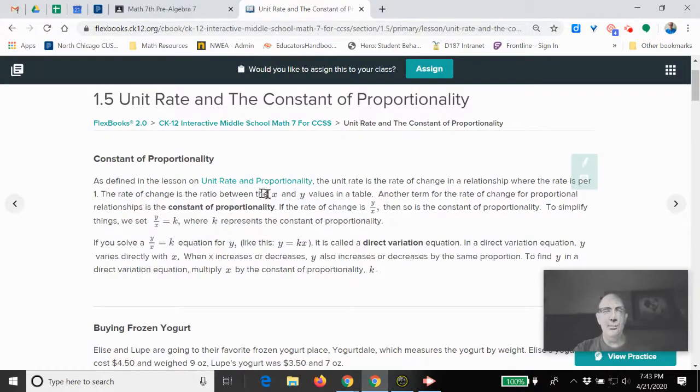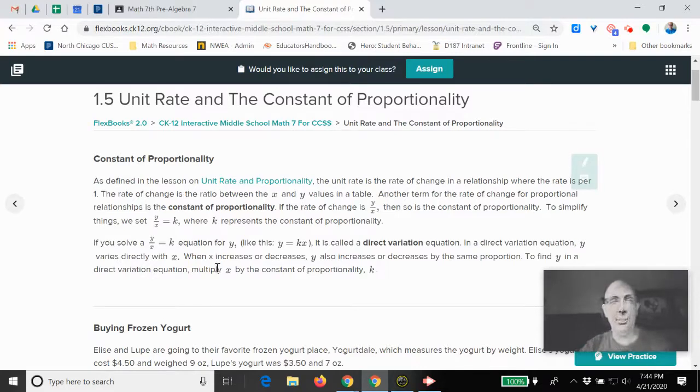The rate is the change in the ratio between x and y, and the change in proportional is the constant. So the rate of change is y divided by x, and that's also the constant of proportionality. If we take y divided by x, and we get our constant k, we can make an equation: y equals k times x. That's called a direct variation because y varies directly with x.